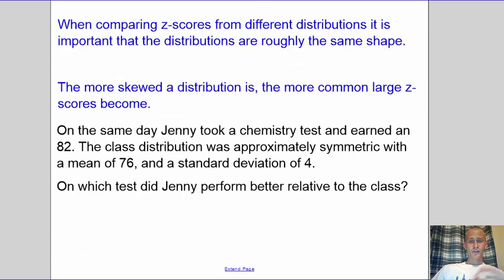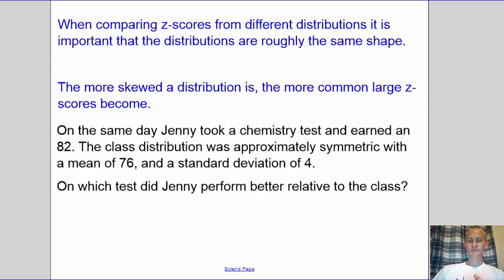This is another little bit of practice with z-scores. When comparing z-scores from different distributions, it is important that the distributions are roughly the same shape. If you have something that's skewed left and something that's skewed right, you might end up with some very weird z-scores relative to each other when trying to compare those two different distributions. When they're the same shape, that's when you can make an apples to apples comparison.